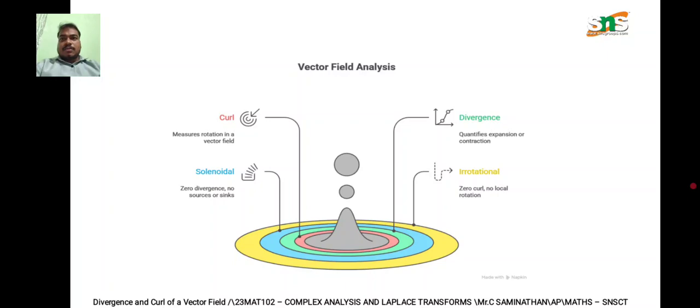This concept is extremely useful in physics, especially in fluid dynamics and Maxwell's equations, where divergence helps describe how the fields originate or terminate.